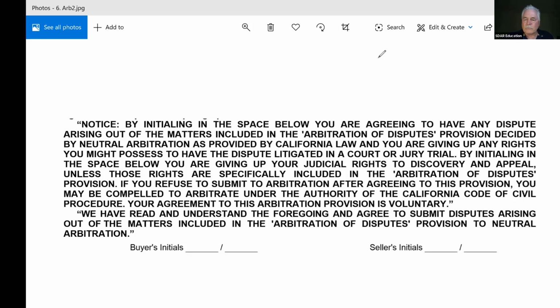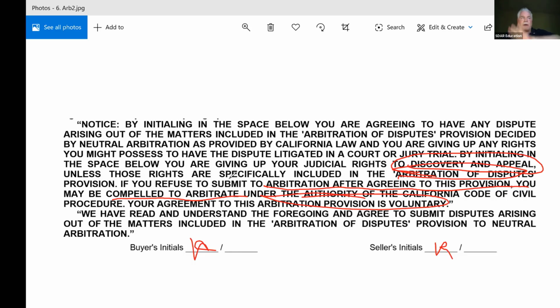Okay, so by initialing the space below, you're giving up your rights to discovery and appeal, except we're going to see that's not true, unless those rights are specifically included in the arbitration of disputes, which they were. If you refuse to submit to arbitration after agreeing to this provision, then you may be compelled to arbitrate under authority of the California Code of Civil Procedure. Your agreement to this arbitration provision is voluntary.